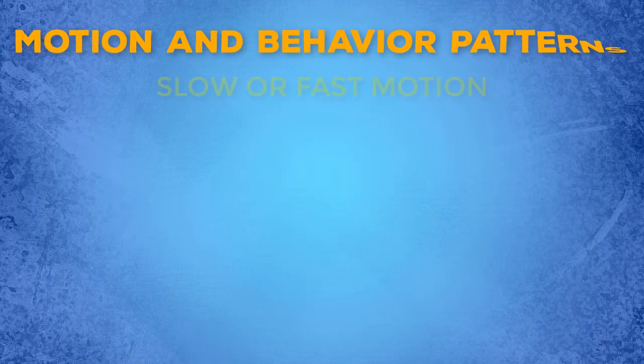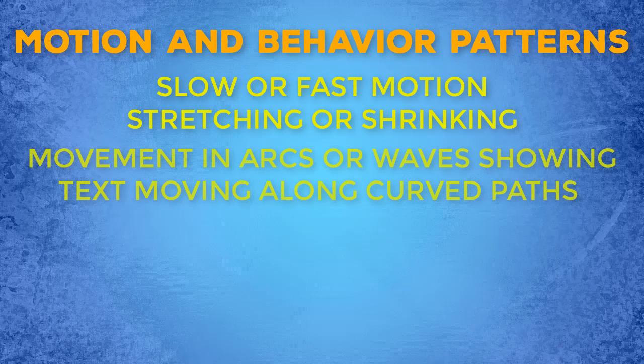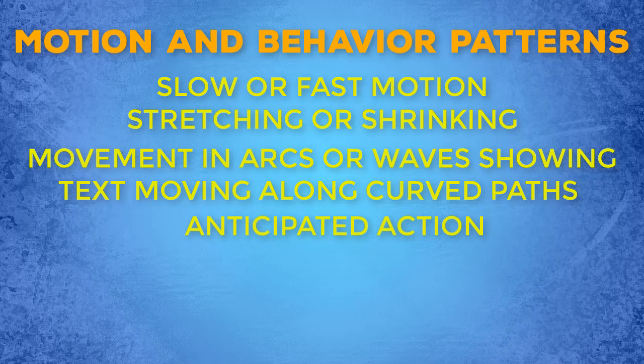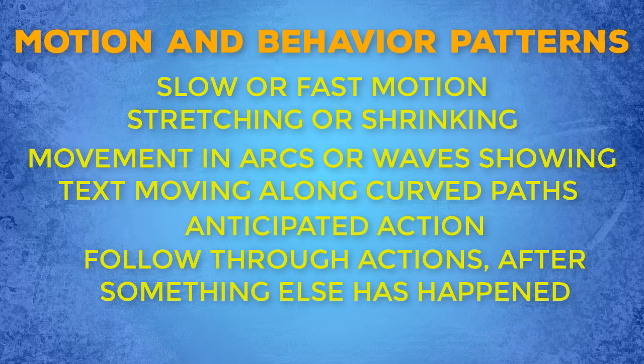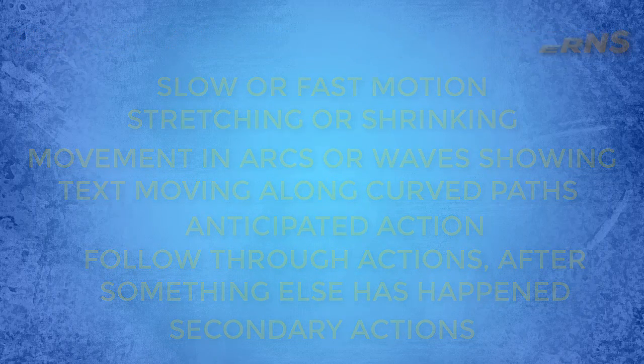Here are some common motion and behavior patterns to consider for your creations. Number one, slow motion or fast motion. Number two, stretching or shrinking. Number three, movement in arcs or waves showing text moving along curved paths. Number four, anticipated action such as a subtle movement before a sharp one. Number five, follow through actions that happen after something else has happened. And number six, secondary action when text moves because of something that happens to another element in the frame.